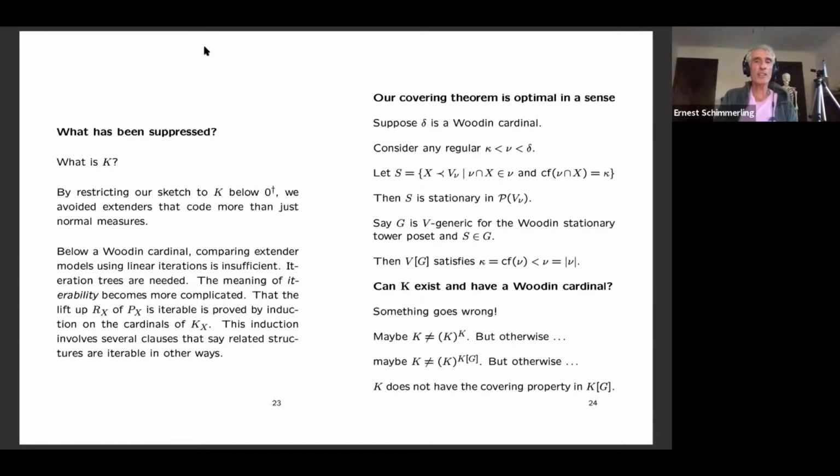So the possibilities are maybe V equals K does not hold in the extension. That's one possibility. Maybe the forcing extension doesn't realize that the ground model is K. And then the last possibility is that maybe K just doesn't have the covering property. But in any case, there's a sense in which this covering theorem cannot be extended further because of stationary tower forcing. And now I'm done.